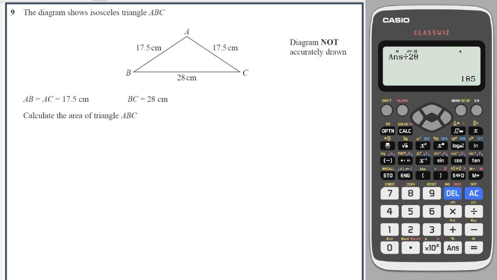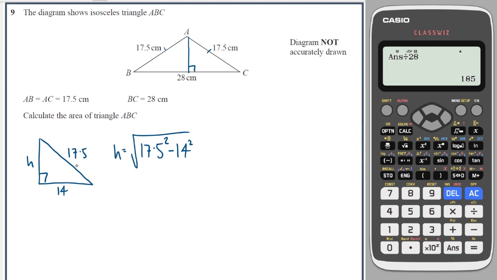Okay, I've got an isosceles triangle here, which means there's going to be a line of symmetry down the centre, which makes it a right angled triangle. And if it's a right angled triangle, it means I can use Pythagoras. So I've got 17.5 here and 14 here, because it's half of the base. So this side here, let's call it h, will be 17.5 squared minus 14 squared, square rooted.